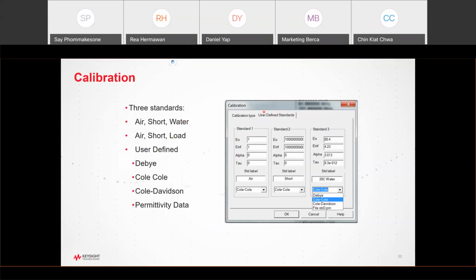So the calibration definition can be anything like this parameter. If you want to use your own standard, you can put it in.